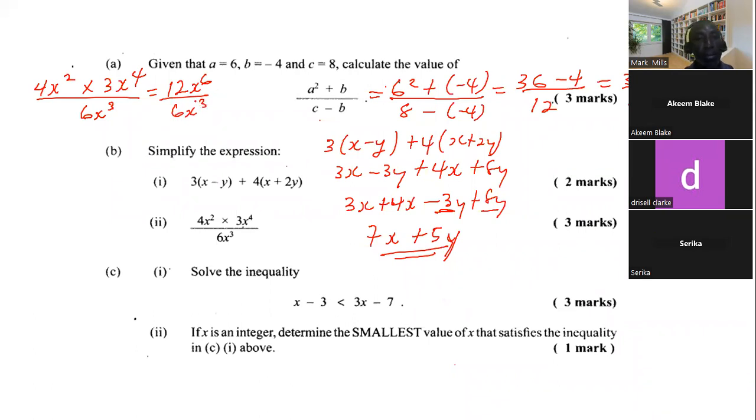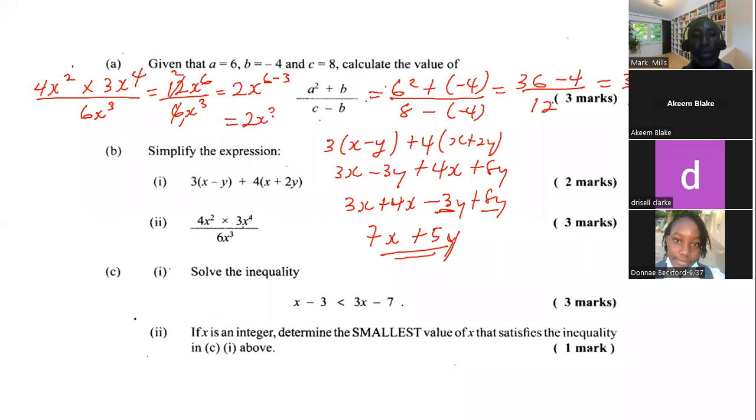Then cancel. Now, 6 goes into 12 two times. Then what you left with is 2x to the power 6 minus 3, so that gives me 2x to the 3rd power. Right, so that's how you do 4x squared times 3x to the 4th power divided by 6x to the 3rd power.